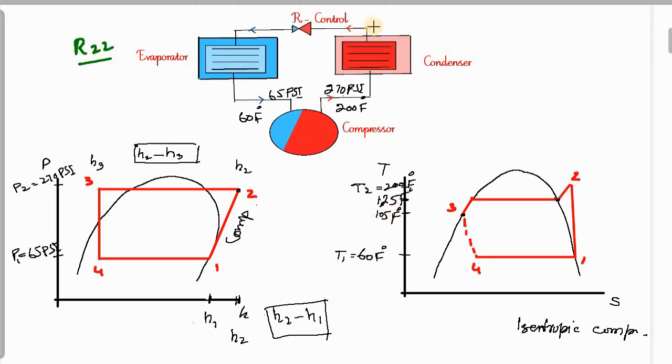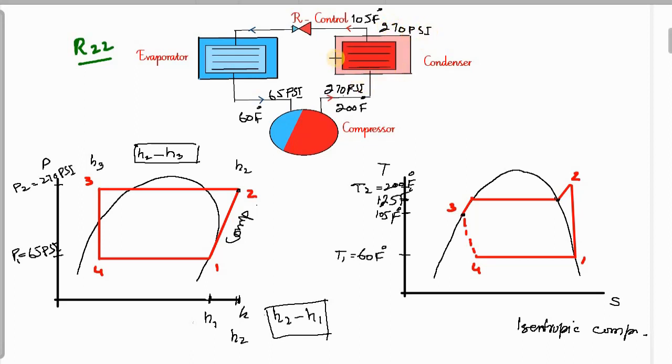So now we can say that the temperature of the refrigerant will be 105 degrees Fahrenheit, while the pressure of the refrigerant will remain constant at 270, as we have already discussed. So here the pressure of the refrigerant will be 270 psi.